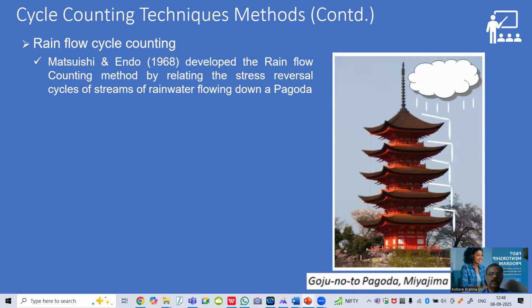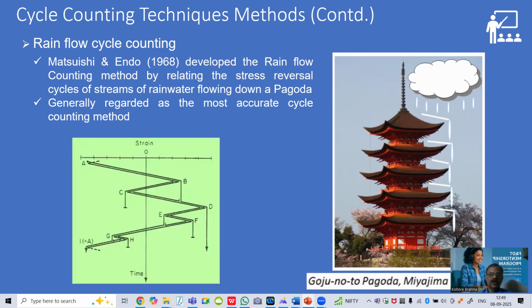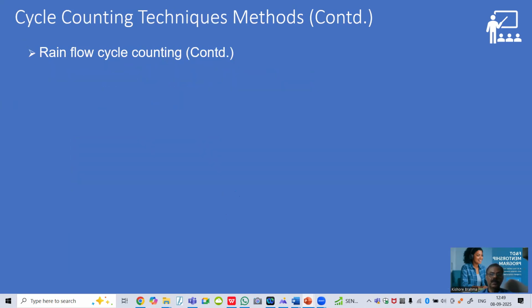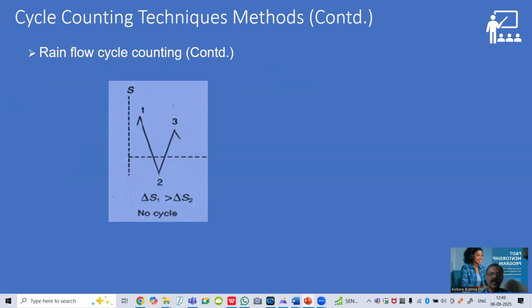Two Japanese researchers developed this rainflow counting method by relating the stress reversal cycle to streams of rainwater falling down a pagoda. Generally, it is regarded as the most accurate cycle counting method. The cycle with respect to time, be it stress, strain, or displacement, can be visualized by rotating 90 degrees and seeing whether water flows down the line or it stops in between. Similar logic is used for the 3-point cycle counting technique as per ASTM standard.